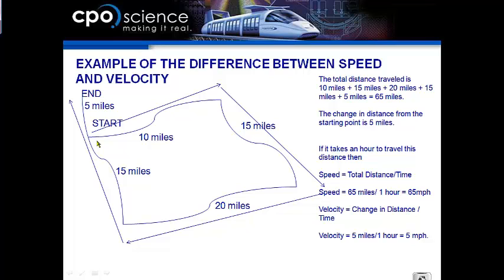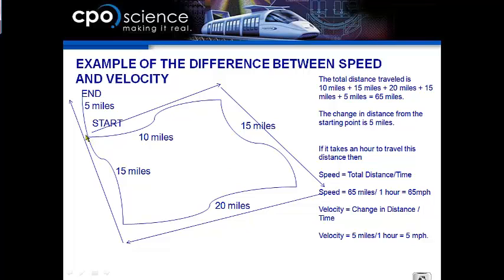My speed would require that I add up all the distance that I traveled, all of it, and I divide by the time it took me to do it. So let's say it took me an hour to drive all those places and come back to my mom's house. I know I'm speedy. Okay. So for speed, I add up all the distances, 10 plus 15 plus 20 plus 15 plus 5. I get 65 miles. I went 65 miles. And I divide by the time it took me. So here, speed equals total distance divided by time. So 65 miles, and I divide by 1 hour. And my speed would be 65 miles per hour. That was my speed over the whole trip.